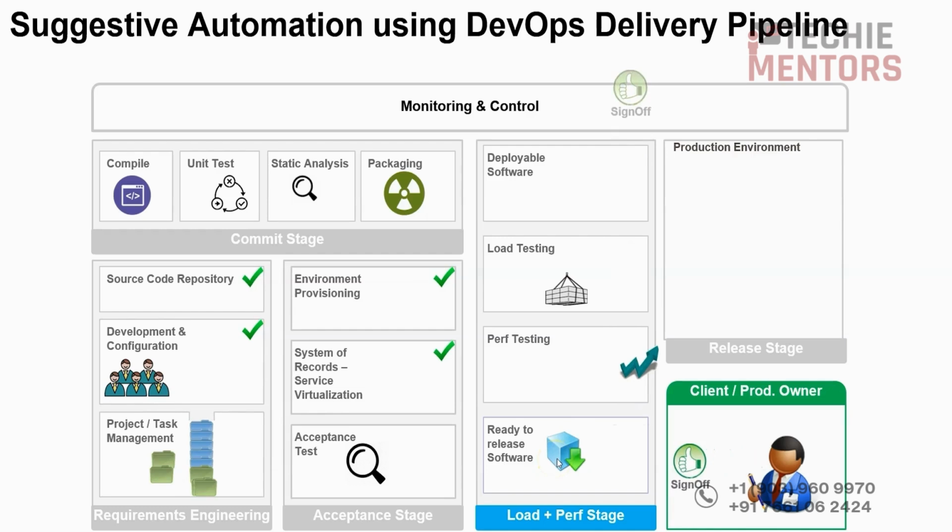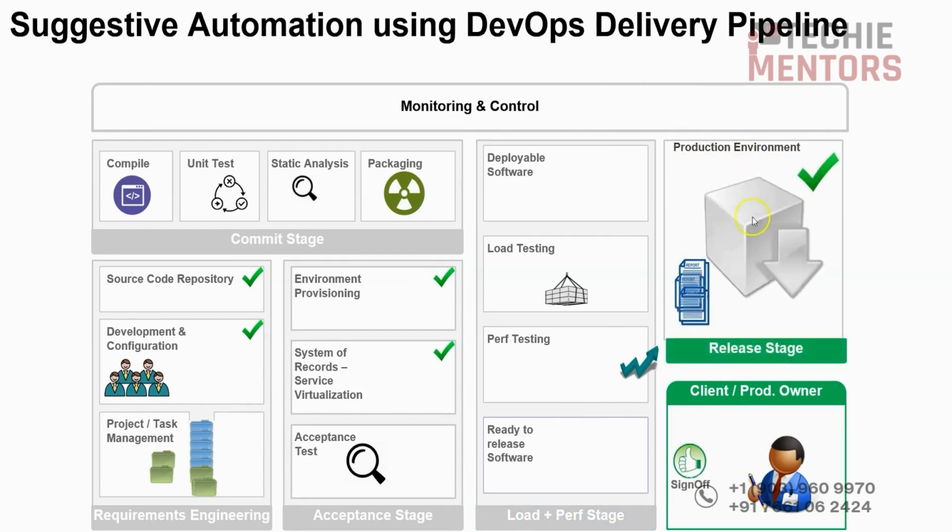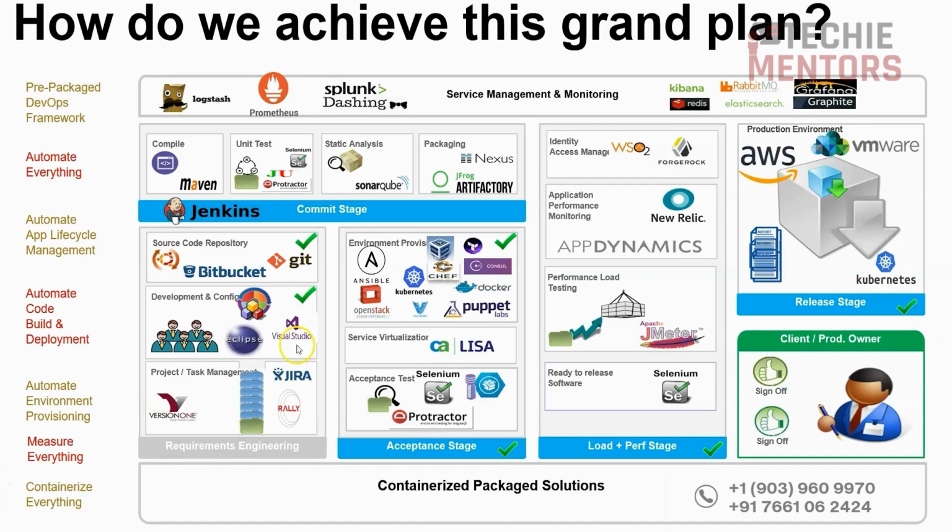Once it is ready to release software, it will go to the customer sign off. If the customer agrees, it will go and deploy into production. This is how the flow will happen. Here, if you see the tools involved at each stage, in the development and configuration stage, we have Visual Studio and Eclipse, which are used by developers. But the actual DevOps engineer work starts from here. So the source code repository has to be managed by DevOps engineers. Here we can use Bitbucket, Git or GitLab.